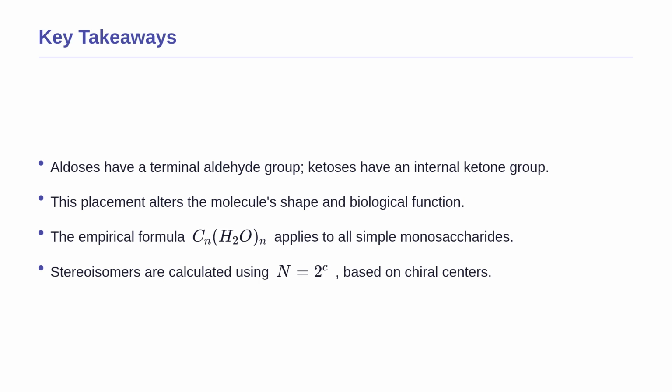We have covered a lot of ground today, so let us summarize the most important ideas. First, the fundamental difference between an aldose and a ketose is simply the placement of the carbonyl group, at the end for aldoses and internal for ketoses. Second, this seemingly tiny shift dictates the molecule's shape, how enzymes recognize it, and how our bodies metabolize it for energy. Finally, we learned how to mathematically represent these sugars using their empirical formula, and how to calculate their three-dimensional variations using the Le Bel-van 't Hoff rule.